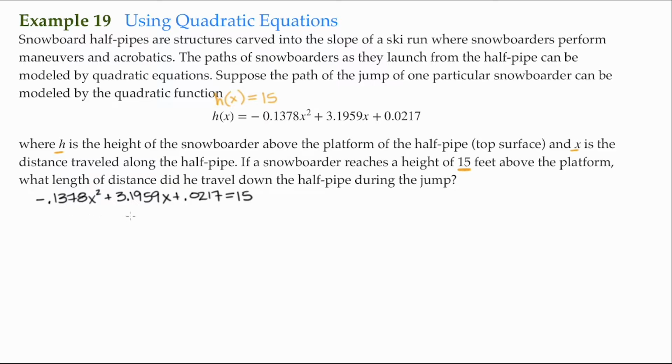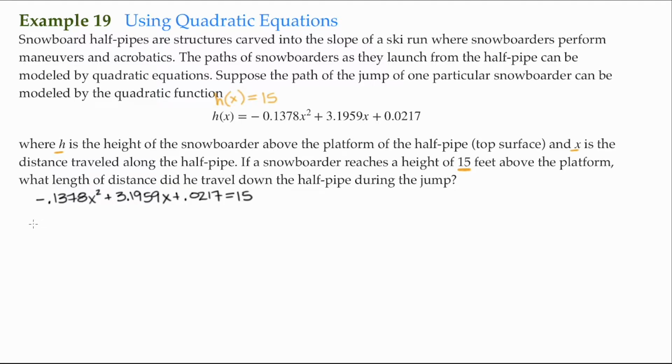So we're going to use the quadratic formula because obviously we want to solve for x, which is the distance traveled along the half pipe. So we're going to use the quadratic formula to do that. But before we can do that, we're going to put this in standard form. That means it has to equal 0. So we'll simply subtract 15 from either side.